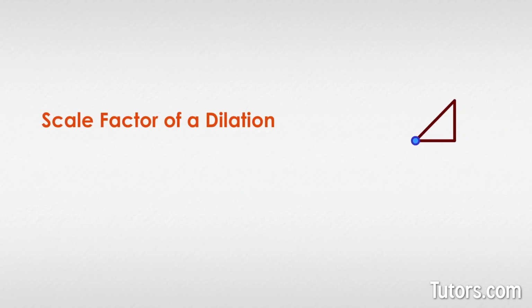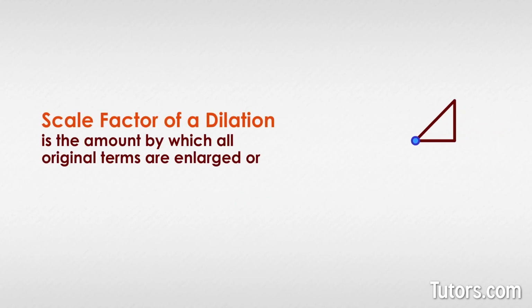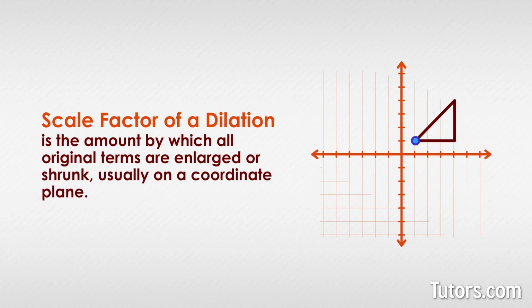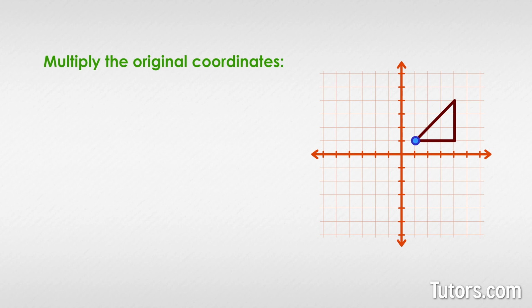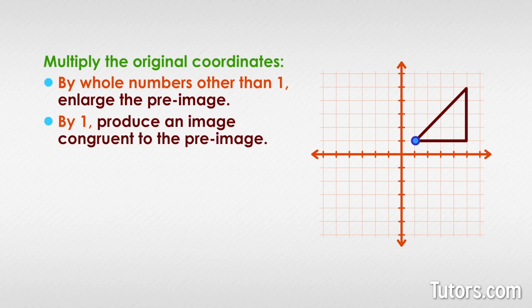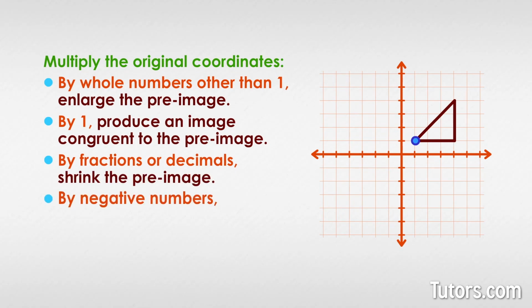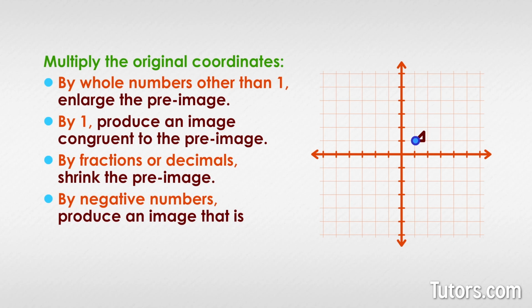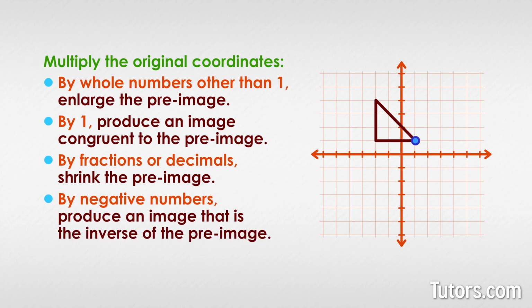The scale factor of a dilation is the amount by which all original terms are enlarged or shrunk, usually on a coordinate plane. If you multiply the original coordinates by whole numbers other than 1, you enlarge the preimage. By 1, you produce an image congruent to the preimage. By fractions or decimals, you shrink the preimage. By negative numbers, you produce an image that is the inverse of the preimage. The image is equidistant from the center of dilation but on the opposite side.